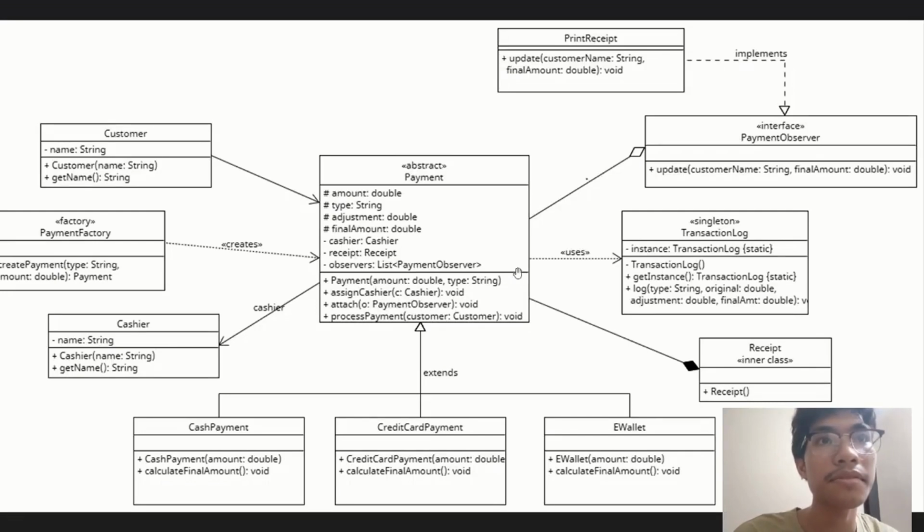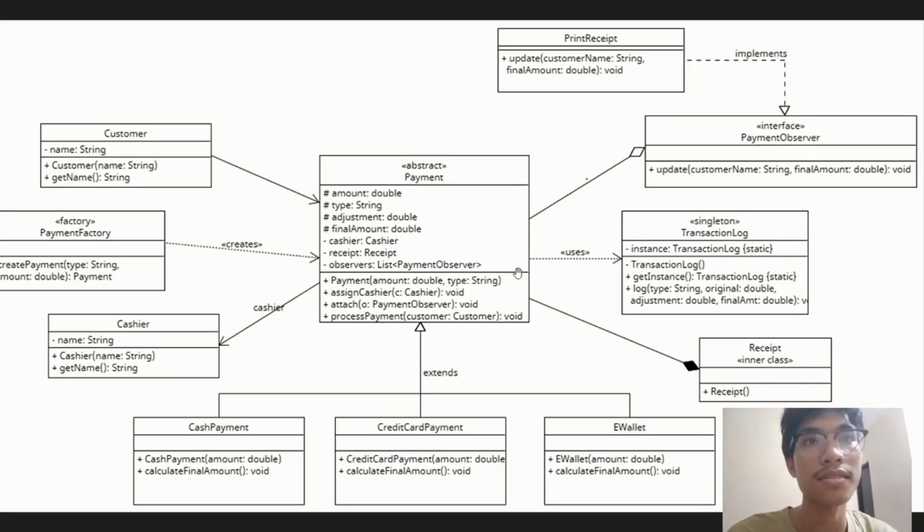After that is the PaymentObserver and PrintReceipt. This shows the observer pattern. The PaymentObserver is an interface with an update method, and PrintReceipt implements it to print a receipt after each transaction. Payment holds a list of observers and notifies all of them after processing, meaning new notification types like SMS or email can be added to the payment without modifying it.